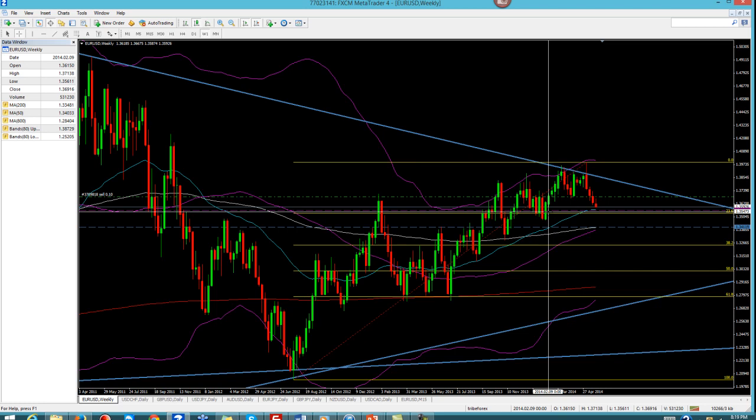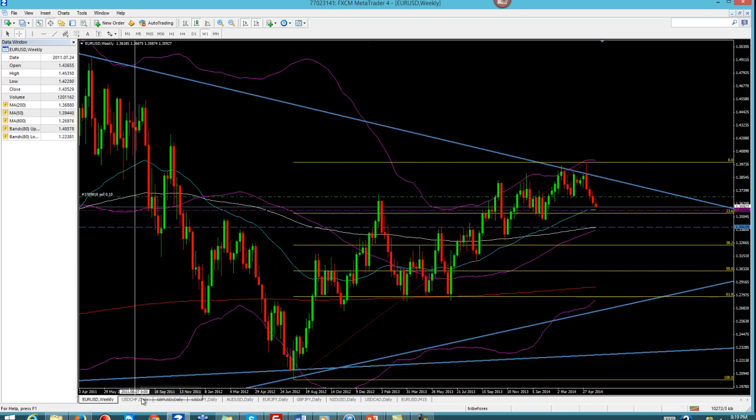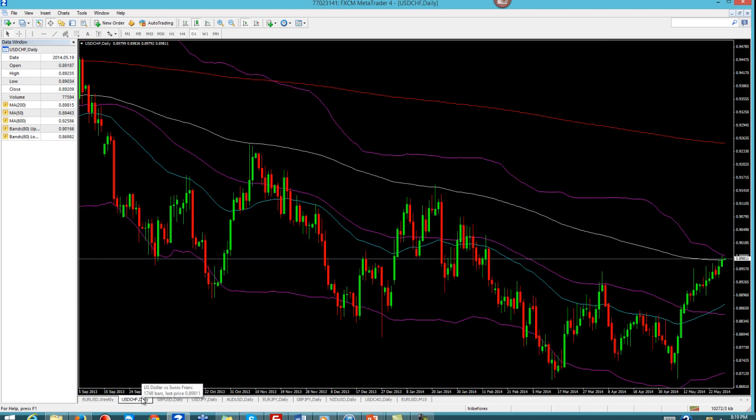So we do have a sell bias. We're going to look for a sell through the 50 EMA or at the 50 EMA and potentially look for a bounce there. So we've got a sell bias with a potential bounce at 135.63.